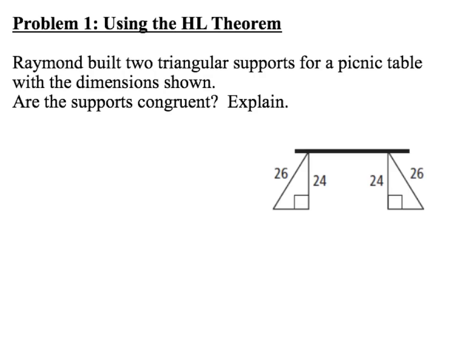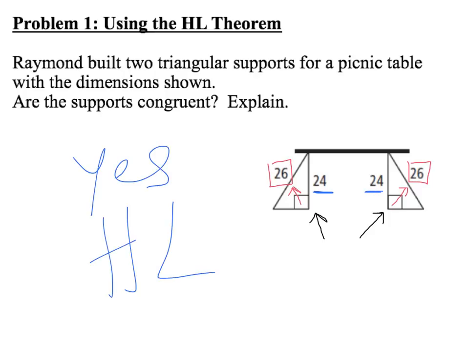My friend Raymond built triangular supports for a picnic table with the dimensions shown. Are the supports congruent? If I think about my conditions, the first thing I have to look for is whether there are two right angles. Yes, both of these are right triangles. Then I check that my hypotenuses, straight across from my 90 degrees, are congruent, and they are. They're both 26. Then I want to make sure I have another side or leg that is congruent, and I have 24 and 24. So yes, they are congruent by hypotenuse leg.